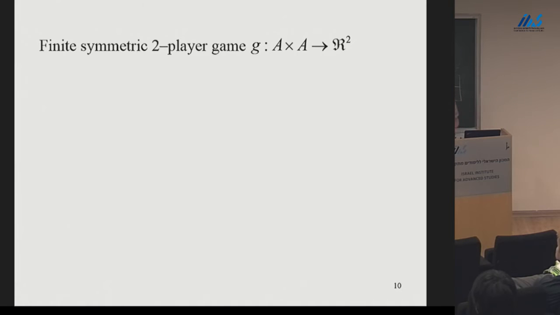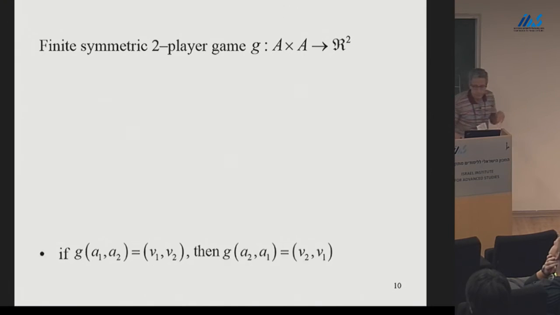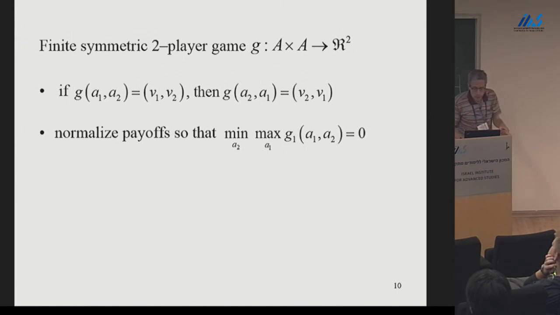Okay, so that's where we're headed, and now let me show you the model. Finite symmetric two-player game. So symmetric just means that players have the same action spaces, and if you permute their actions, you also permute their payoffs. And I'm going to normalize the payoffs so that the minimax payoffs are 0.